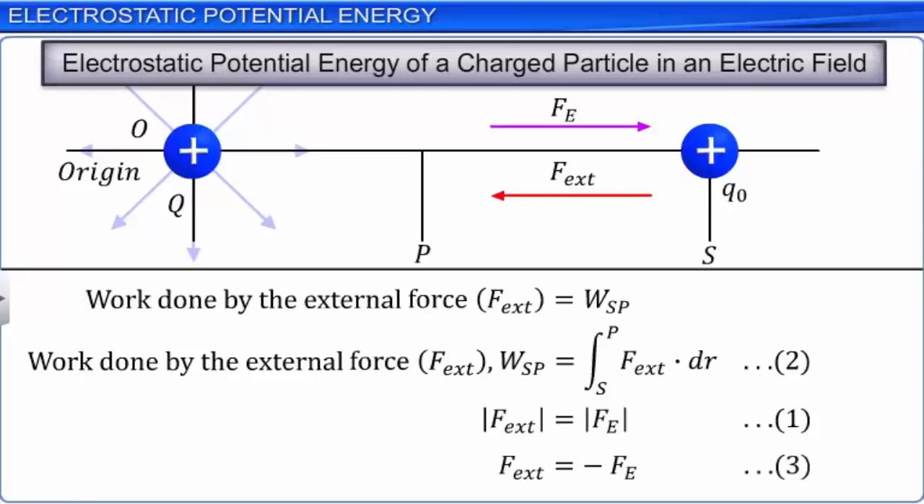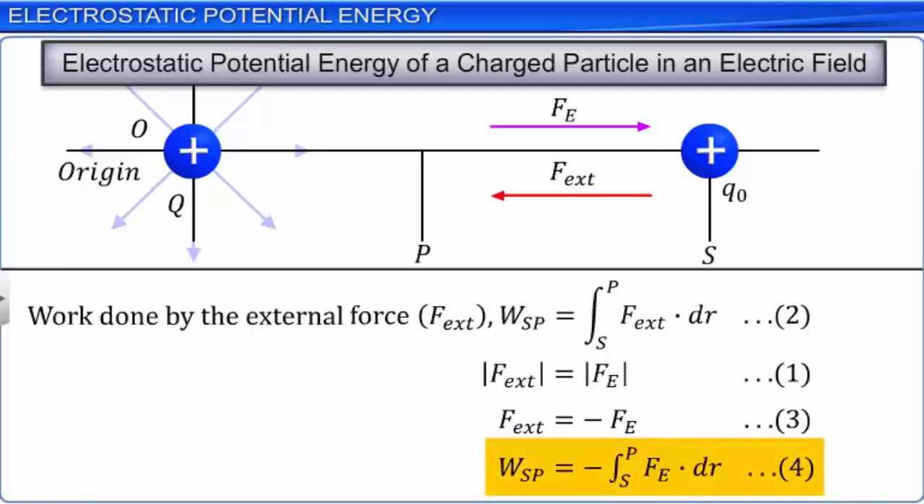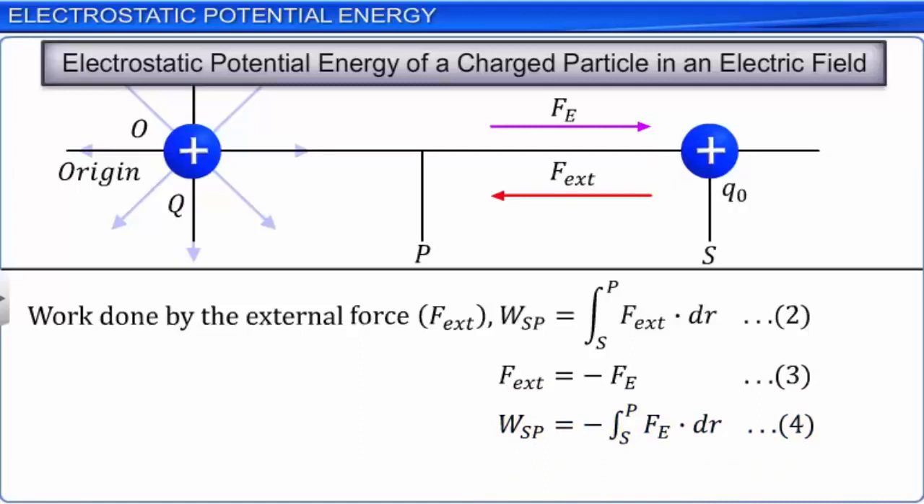Substituting the value of the external force F from equation 3 in equation 2, we get WSP is equal to minus integral Fe dot dr in the limits S to P. Let this be equation 4. In equation 4, the work done against the electrostatic force is stored as electrostatic potential energy. Hence, at every point in the electric field, the charge Q0 possesses electrostatic potential energy.